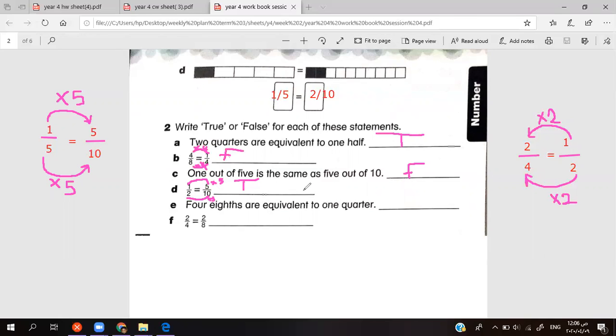Can you please pause me and answer E and F and come back to see how we do it? If you did it right. Come on, pause me and answer E and F on your own.